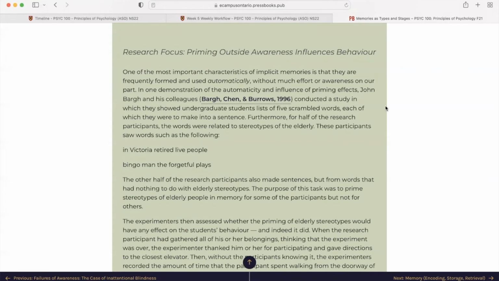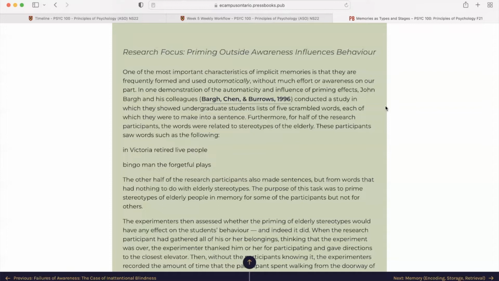Research focus: priming outside awareness influences behavior. One of the most important characteristics of implicit memories is that they are frequently formed and used automatically without much effort or awareness on our part. In one demonstration of the automaticity and influence of priming effects, John Bargh and his colleagues conducted a study in which they showed undergraduate students lists of 5 scrambled words, each of which they were to make into a sentence.